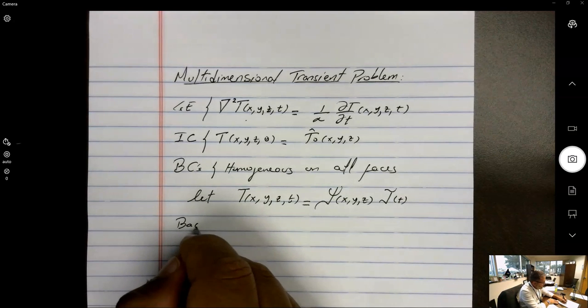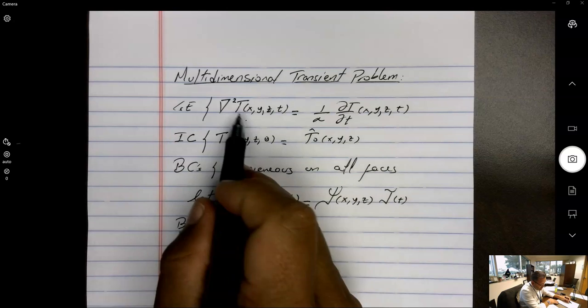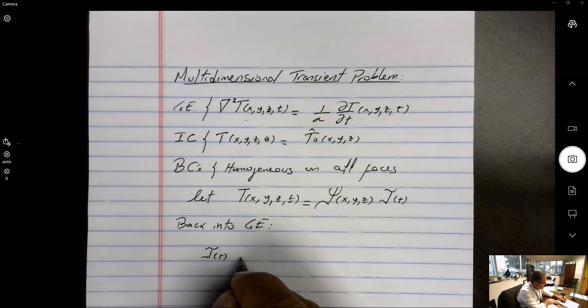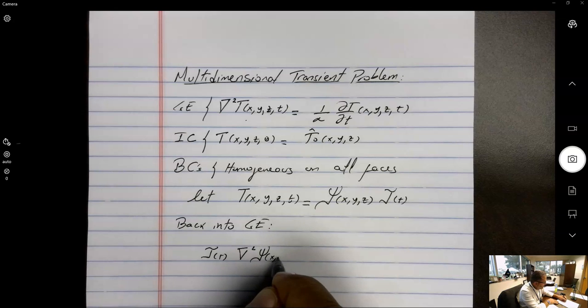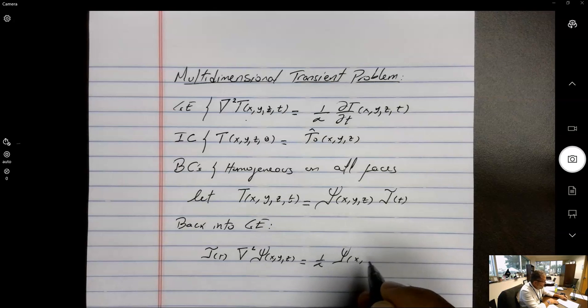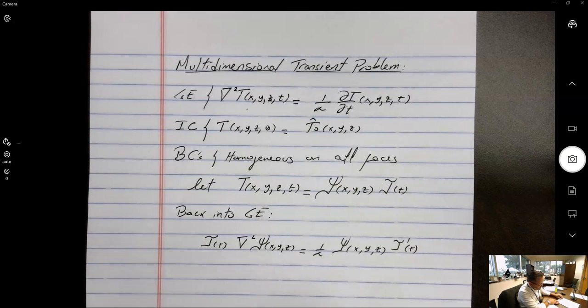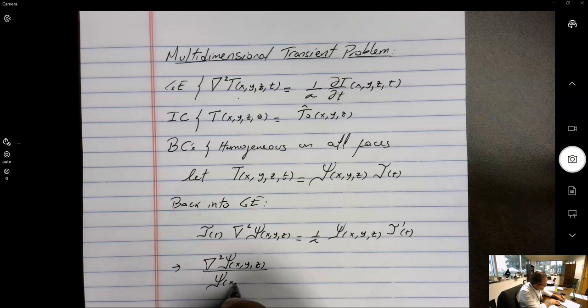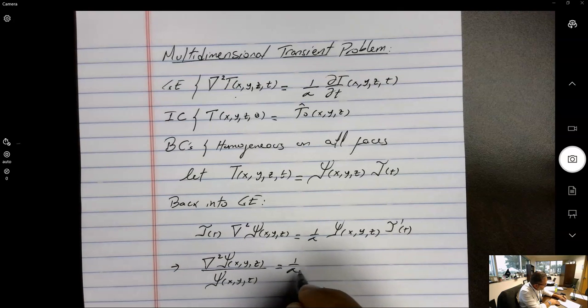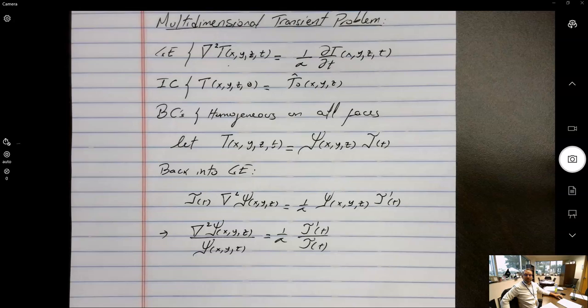So back into the governing equation. If we plug this into the governing equation here, so we have tau of t times the Laplace of psi of x, y, and z is equal to 1 over alpha xi of x, y, and z times tau prime of t. So this basically means that the Laplace of psi of x, y, and z divided by xi of x, y, and z should be equal to 1 over alpha tau prime of t divided by tau of t.